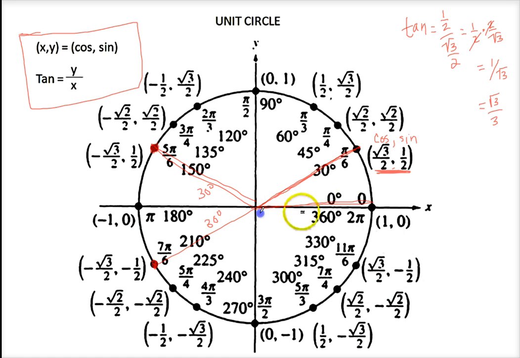If you look at those, can you spot the one difference between one another? Here we have root 3 over 2 and 1/2. Here we have negative root 3 over 2 and 1/2. Here we have negative root 3 over 2 and negative 1/2. And here we have positive root 3 over 2 and negative 1/2. The only thing that's changing is whether sine and cosine are positive or negative.